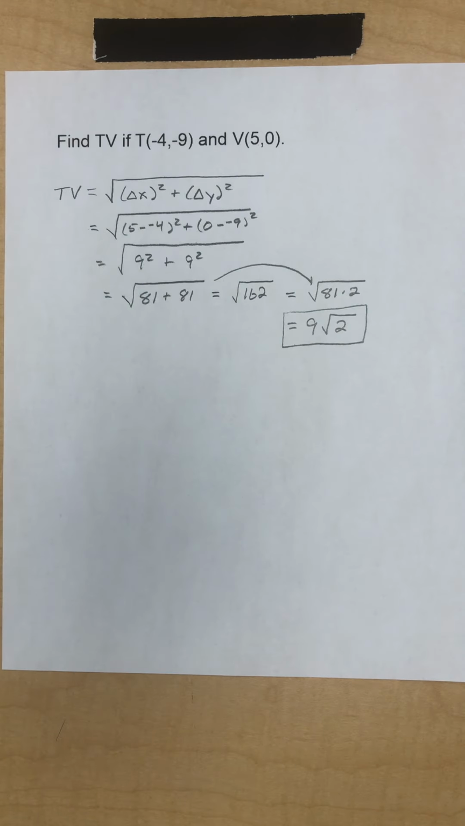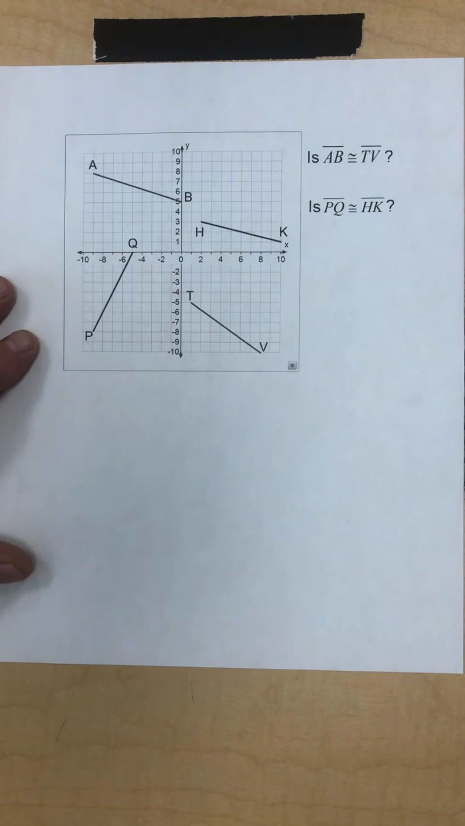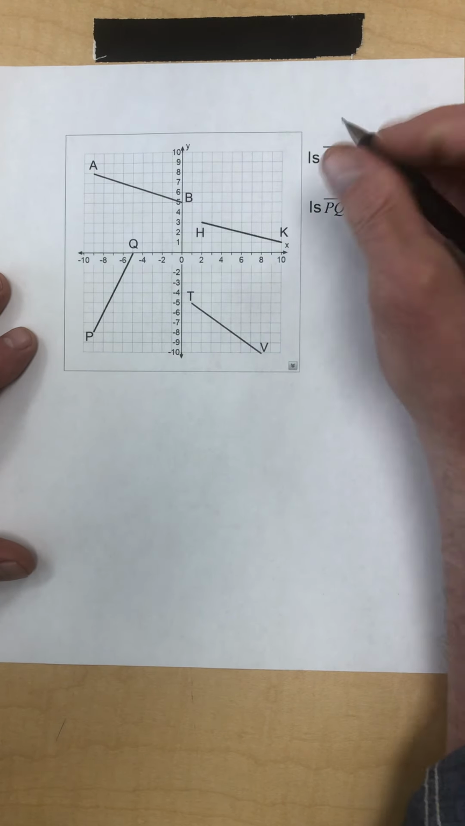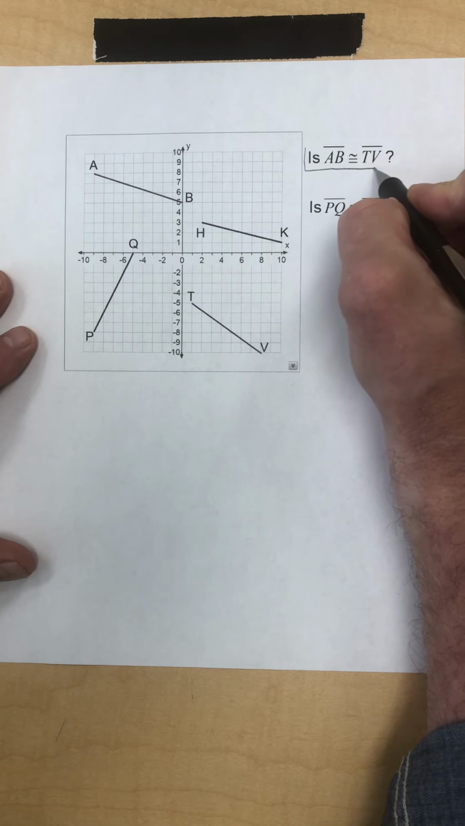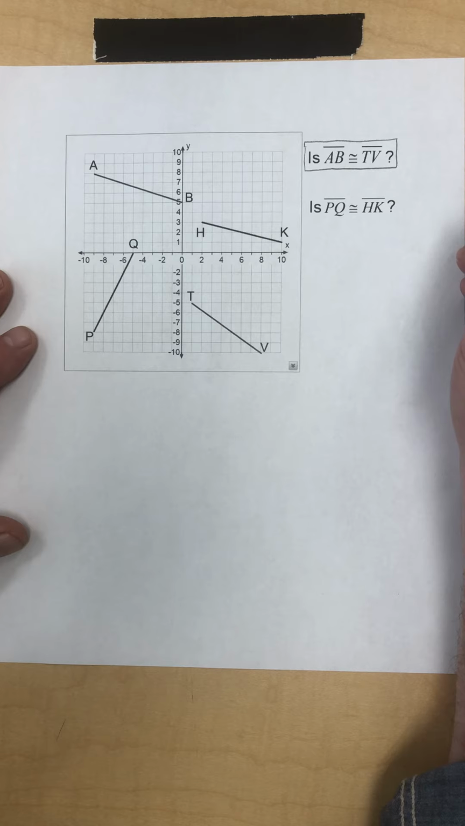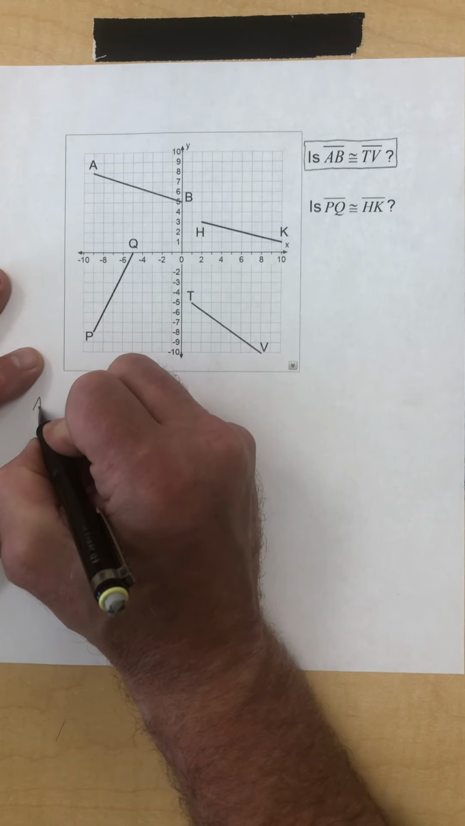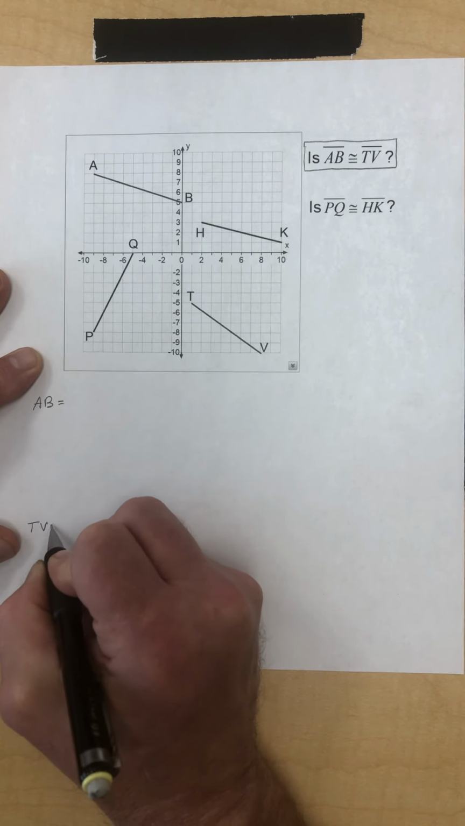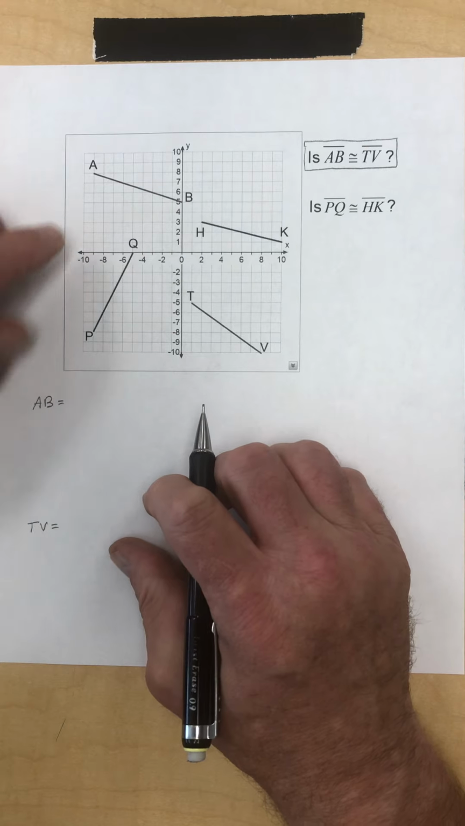That's some pretty easy stuff. So let's take a look at this one. It wants us to figure out, is segment AB congruent to segment TV? So I've got to figure out the length of AB and the length of TV. Let's see, AB.